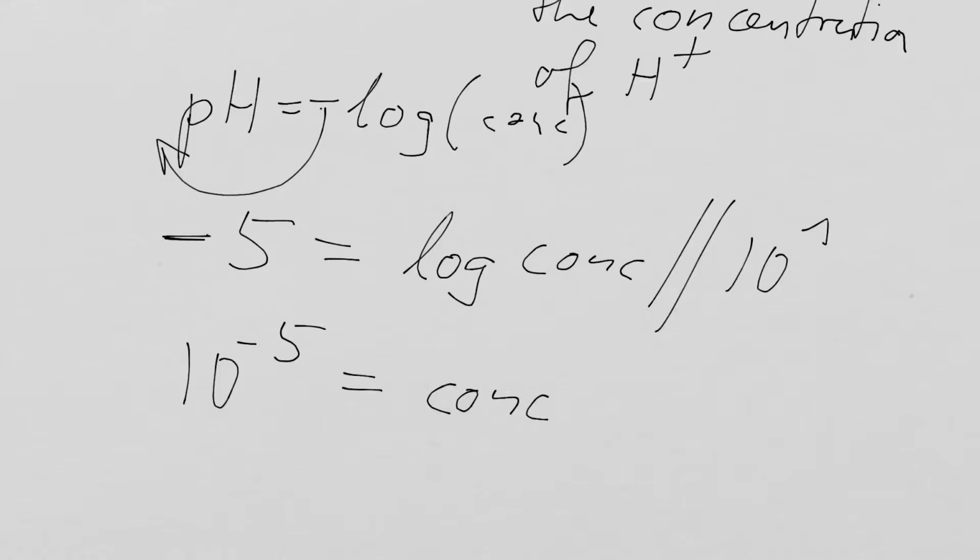What unfortunately we lost in this operation is the unit. What is the unit? Mole per liter. So we probably have to add it here in mole per liter. So it is 10 to the minus 5 mole per liter. That's our concentration. Make sense?